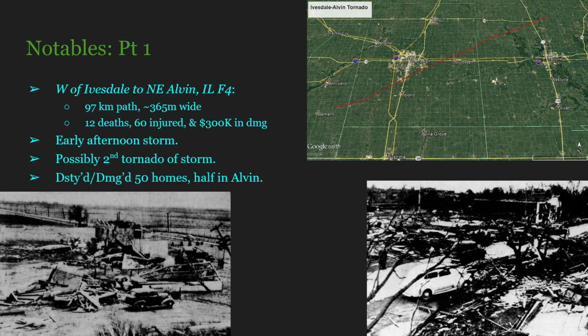Note that this tornado is possibly the second tornado from this storm. However, there is no first tornado in any database that I could find, so this is, at least officially, the only tornado from this storm. Note that this F4 would damage or destroy 50 homes. Half of these homes would be damaged or destroyed in some way in Alvin, Illinois.